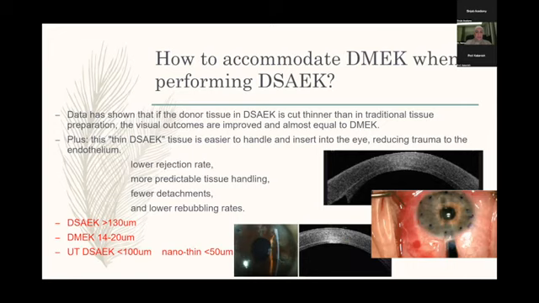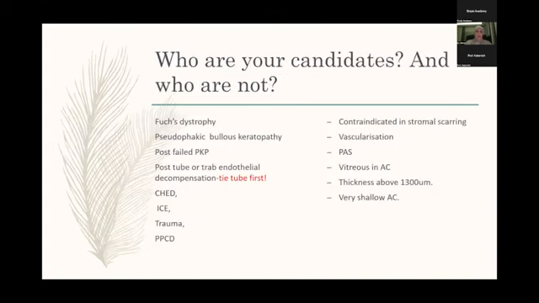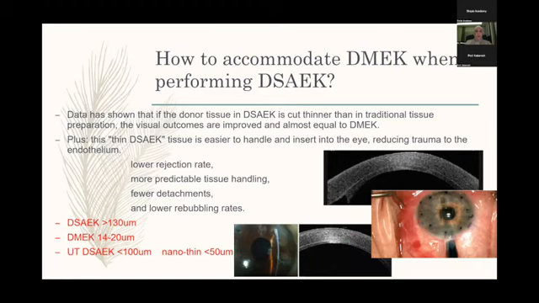When we talk about DSAEK, we're talking about grafts that are almost 130 microns in thickness. In DMEK, the graft thickness is only 14 to 20 microns, which is a true replacement of the Descemet membrane. In the ultra-thin DSAEK, we're talking about less than 100 microns in thickness, while in the nano-thin DSAEK, we're talking about less than 50 microns of lamellar thickness.